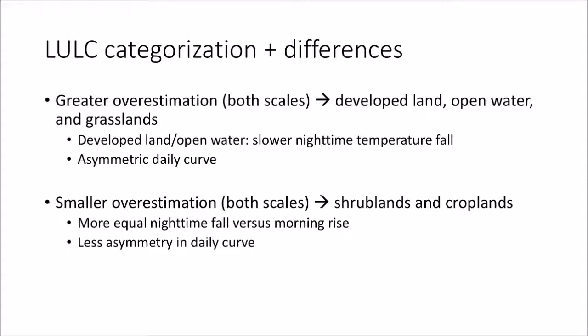Therefore, we have a much more asymmetric daily temperature curve and end up with essentially more time being spent near that minimum because you have that very slow fall, and hence you have that larger overestimation by the twice daily averaging method.